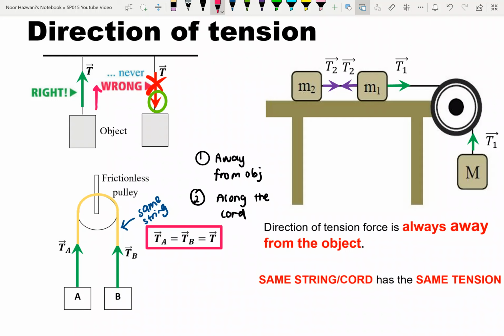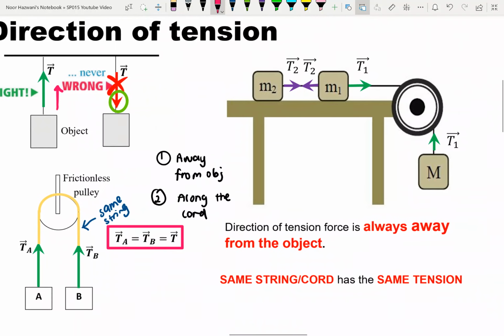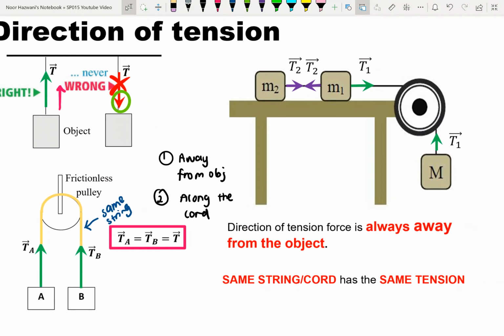Tension dia adalah sama. Nilai tension dia adalah sama, sebab dia masih menggunakan tali yang sama. Okay, ni macam I cakap, same string has the same tension. Okay, objek M kan, tali dia ke atas, so arrow dia mesti ke away from the mass M.